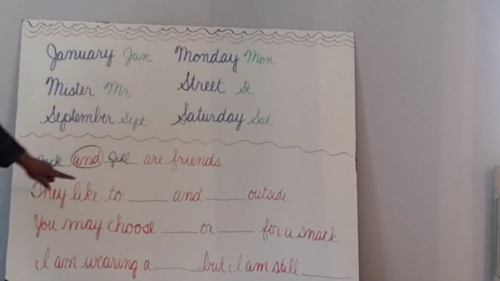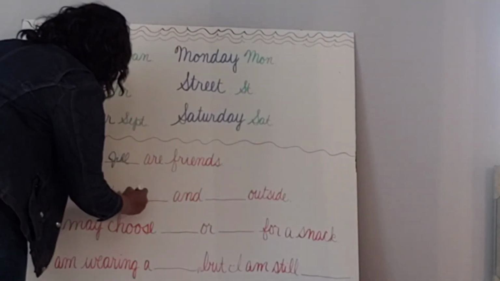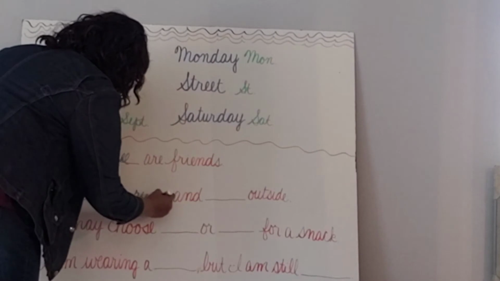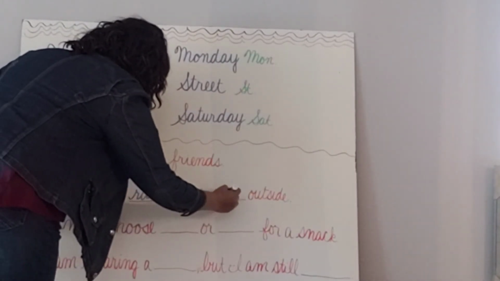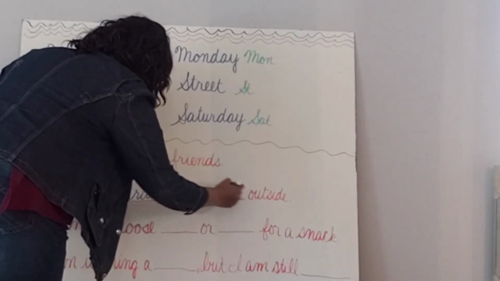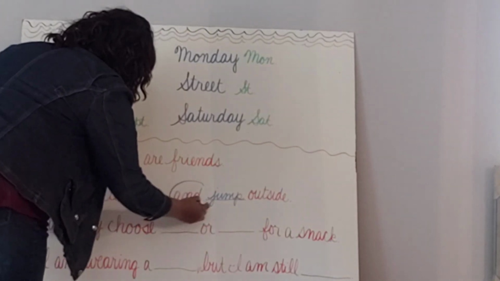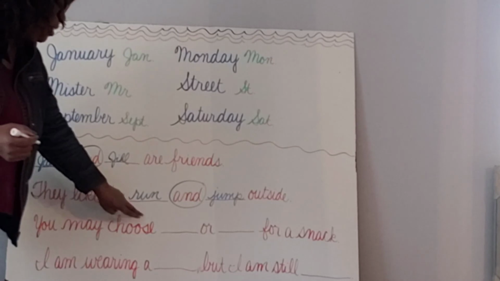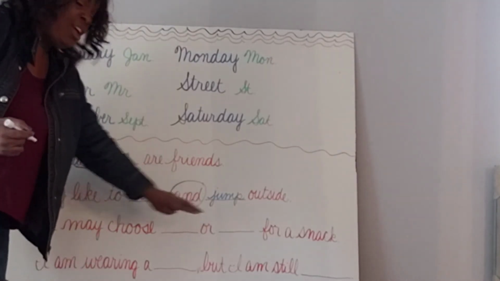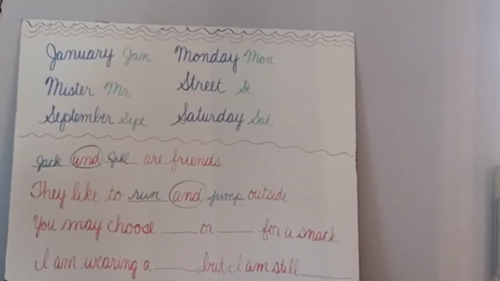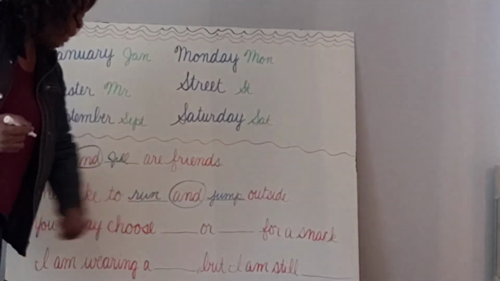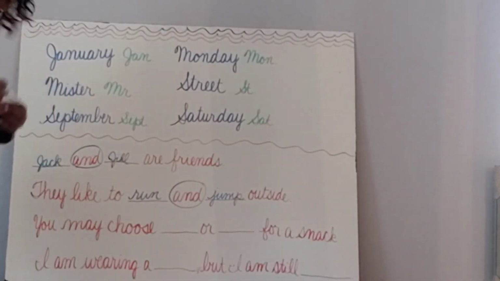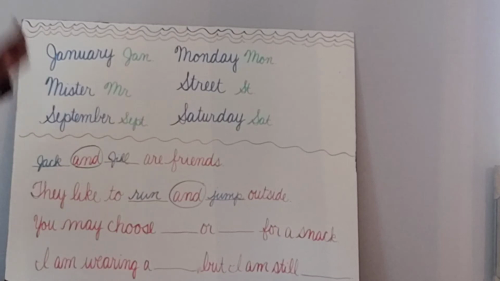They like to blank and blank outside. I was thinking they like to run and jump outside, right? And again, and is our connecting word that connects the words run, jump, okay? We don't say they like to run, jump outside. No, they like to run and jump outside. It's connecting them correctly.